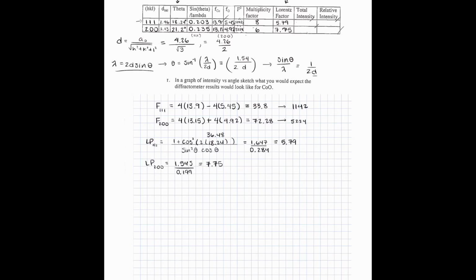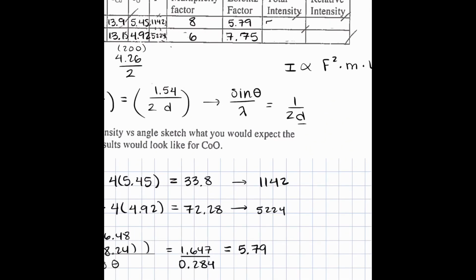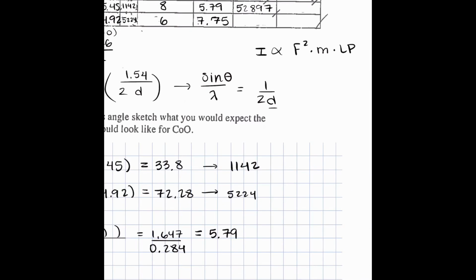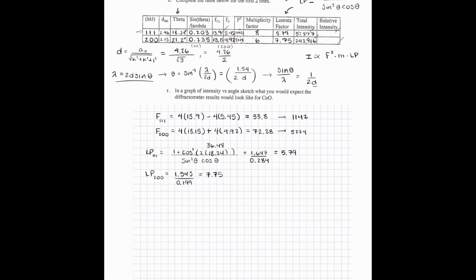All right, so our total intensity is proportional to F squared times the multiplicity factor times the Lorentz factor, or the last three columns multiplied by each other. So that's 1142 times 8 times 5.79, which is 52,897. Same thing for the other one, 5224 times 6 times 7.75, which is 242,916.